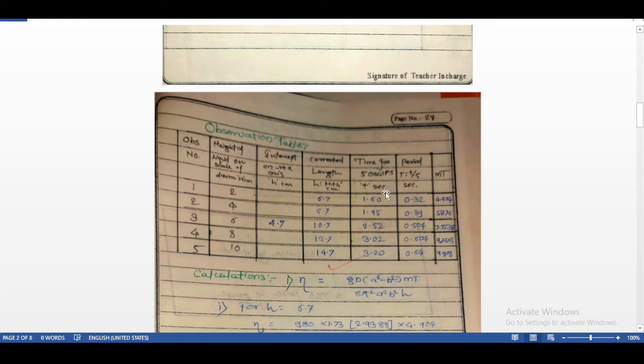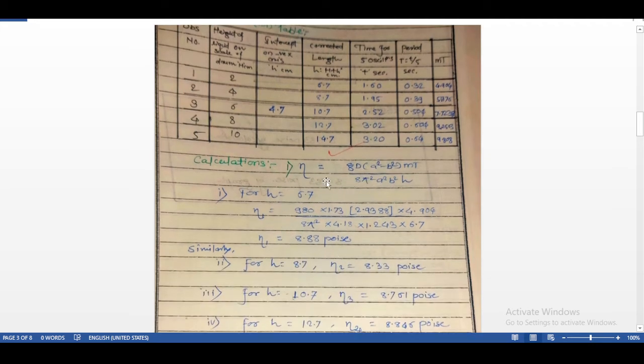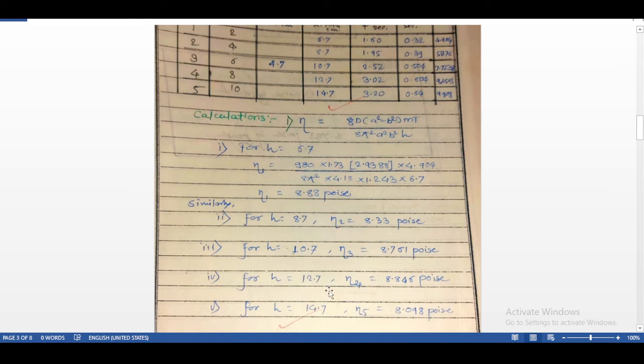Now the time for 5 oscillations is t seconds, and capital T equals small t upon 5 seconds as the period. Then there is the m into t column, and we multiply by mt. That is eta equal to this formula. For each h in this column we have to calculate eta: eta for height 6.7, eta for 8.7, eta for height 10.7, and so on up to the calculation of eta for 14.7.